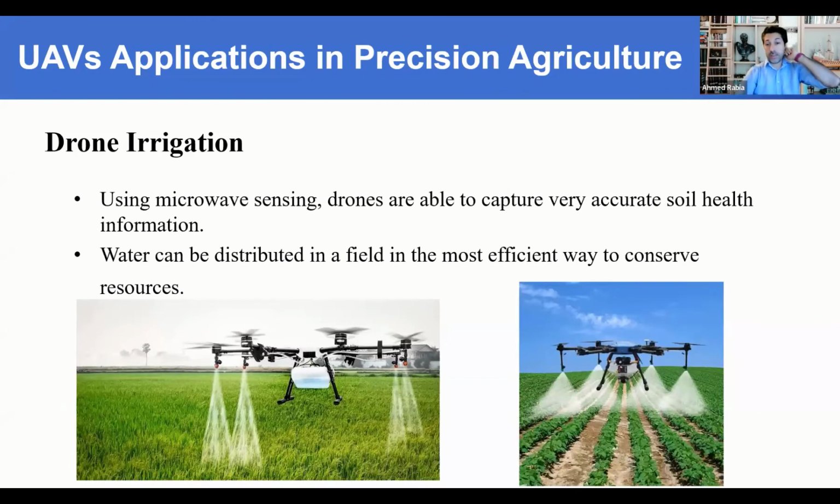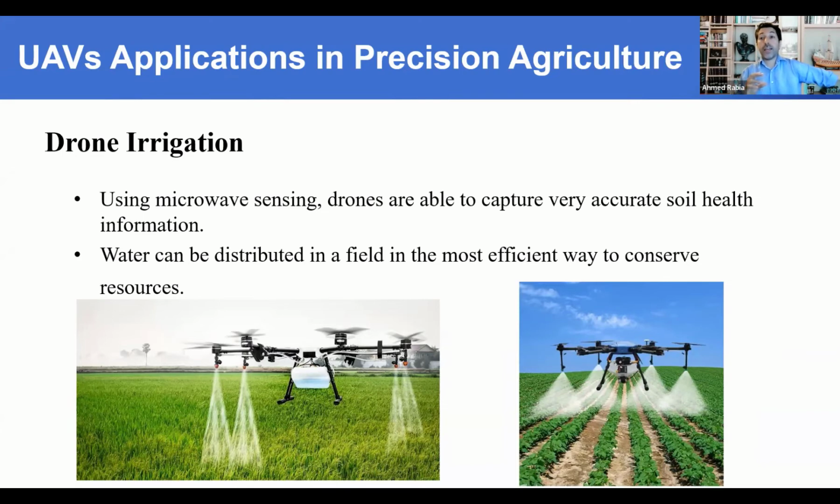Well, one of the applications, of course, is also using drones for irrigation. In my opinion, it's not very efficient because the drone's flight time is not very long, so we need to fly several times to cover the field. But still, as I mentioned before, you will be able to control the exact amount for each part of the field.